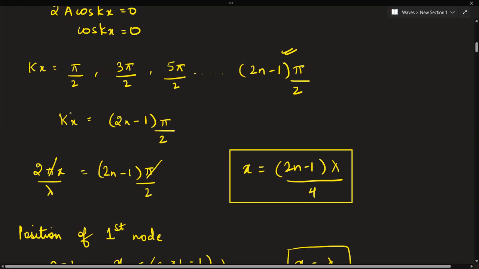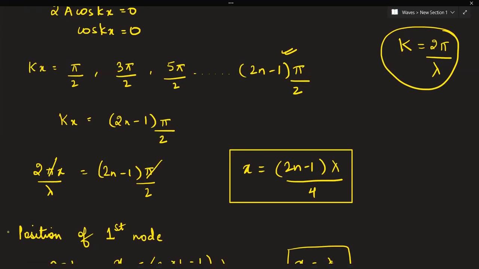Now, from here, if you remember, we have seen a relation between k and the wavelength, that is lambda. So k is 2 pi divided by lambda. So if I substitute this value over here, pi will get cancelled and the general equation for x will be 2n minus 1 lambda by 4. Is this clear? Yes, ma'am. All right. So for case of nodes, it will be lambda by 4, 3 lambda by 4, 5 lambda by 4, and it will go on.